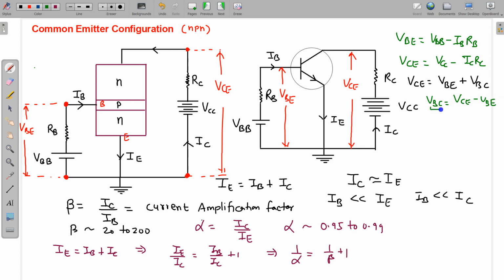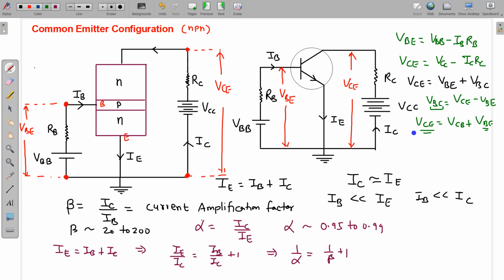and we need sufficient VBC for it to be reverse biased, base collector junction to be reverse biased. So it has to be higher, it has to be sufficient. We can also see VCE is equal to this VCB, which is required for the junction to be reverse biased, base collector junction to be reverse biased, plus VBE. So obviously VCE should be at the higher value.